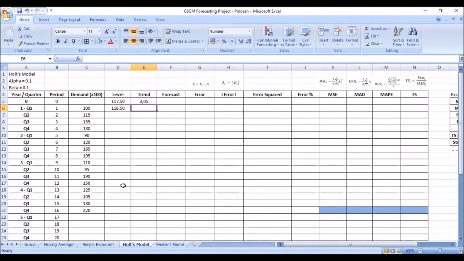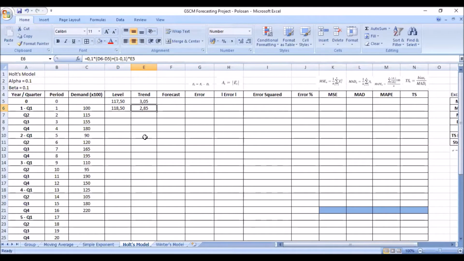It is quite advisable that maybe you can just track down the level first, but it's up to you sometimes. And then we're just gonna find the level first using the calculation: alpha multiplied by the current level minus the previous level, plus 1 minus alpha multiplied by the previous trend. Just click the cell of the previous trend and there you have it. You finally found the level and trend of the next period.